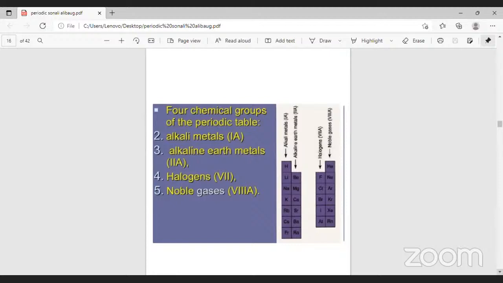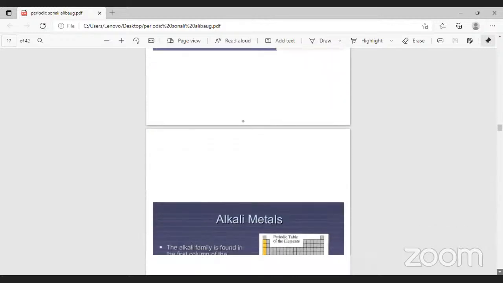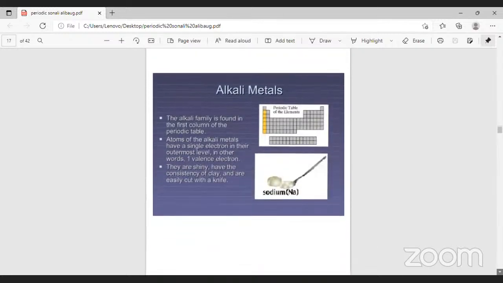Then you have 7A, halogens, then noble gases, 8A. These are the columns: alkali metals, alkaline earth metals, halogens, and noble gases. So here are the alkali metals. The alkali family is found in the first column of the periodic table.